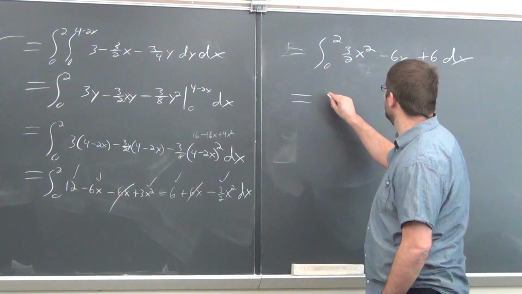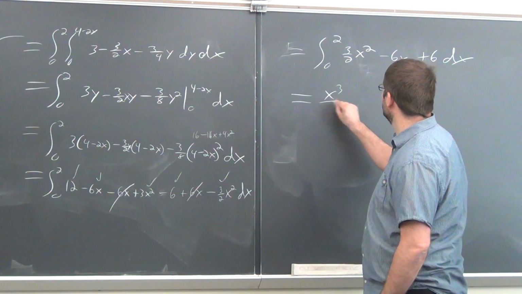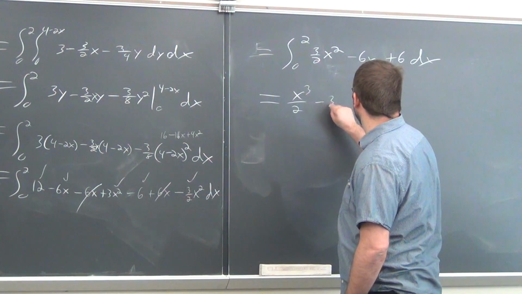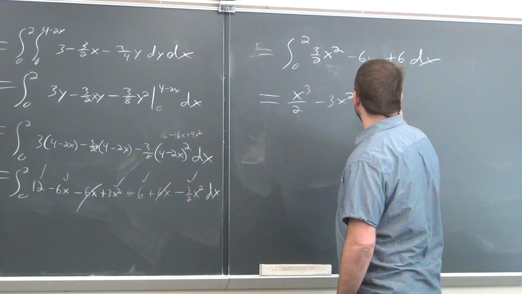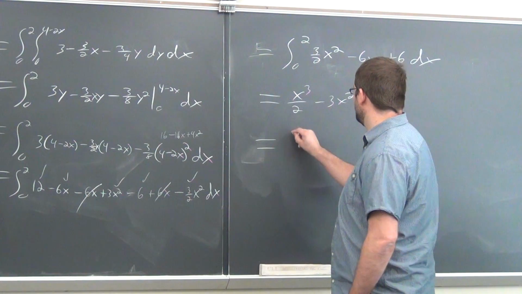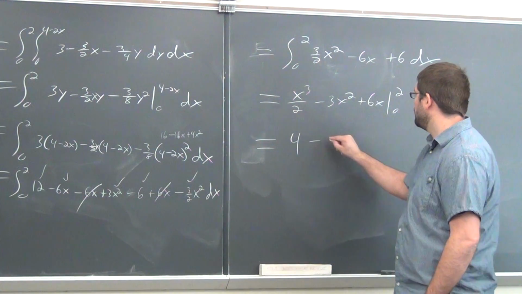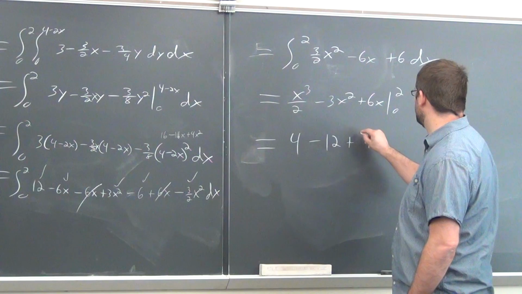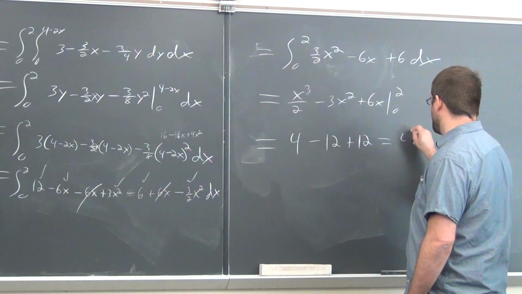And so then you just get x cubed over 2, minus 3x squared, minus 6x, plug in 2. 4 minus 12 plus 12. So 4. Okay.